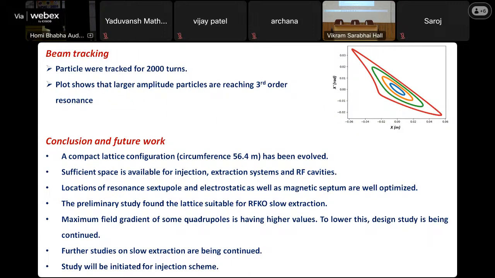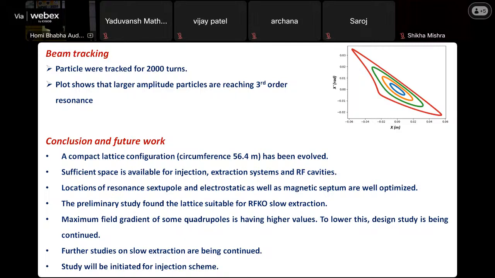Amplitude particles are reaching the third order resonance. So I conclude that we have designed a compact lattice in which sufficient space is available for different subsystems. Locations of resonant sextupole and electrostatic as well as magnetic septum are well optimized, and they make the lattice suitable for RFKO slow extraction. Maximum field gradient of some quadrupoles is having some higher values, and we have to bring them down. Further studies on slow extraction are being done, and studies for injection scheme will be initiated.